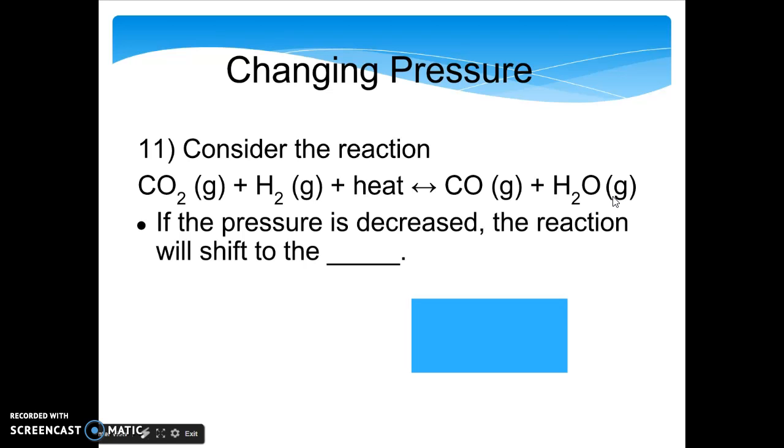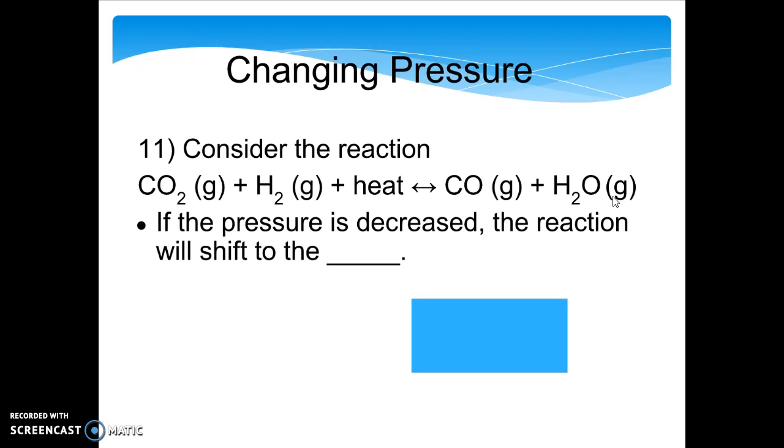Remember that when we're changing pressure, an increase in pressure is going to favor the side with fewer moles of gas. And if we decrease the pressure, it's going to favor the side with a greater number of moles of gas. So you're just adding up the coefficients on each side. In this case, on the left, CO2 has 1 mole, H2 has 1 mole, so a total of 2 moles on the left. On the right side, the CO, carbon monoxide, is 1 mole, and the water is in gas form, so it's another mole. So we have 2 versus 2.